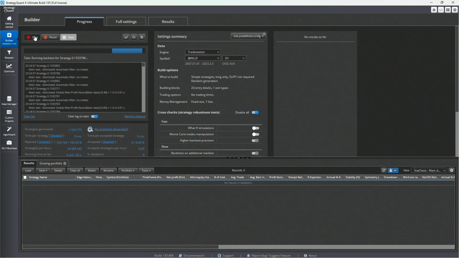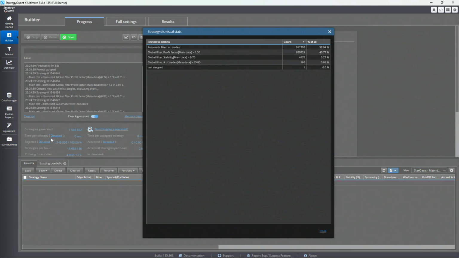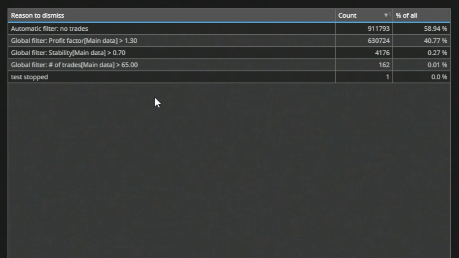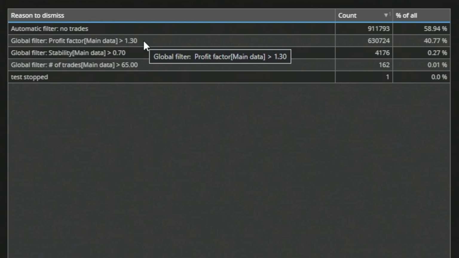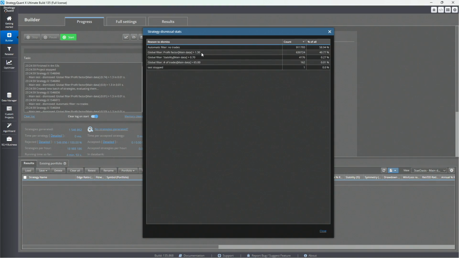Okay, here we are around 5 minutes later, and 1.5 million rejected strategies. You can see we didn't get any strategies. And if we look at the detail of why we didn't get any strategies, no trades is about 1 million, so that's 60%. But no profitability, or profitability less than 1.3 profit factor, is 40%. So it couldn't find a strategy that is making a 1.3 profit factor.